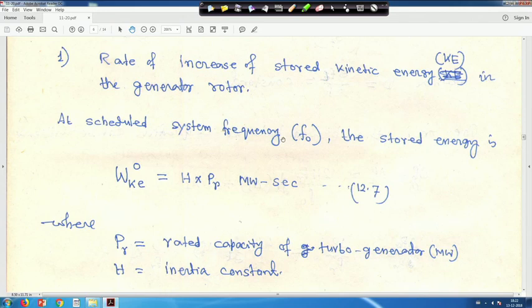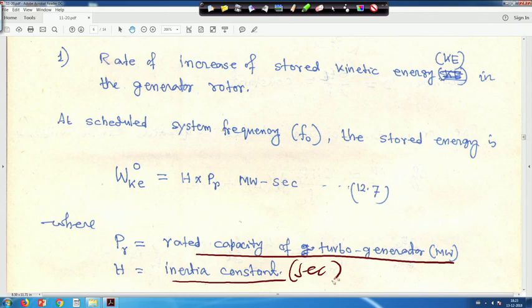At scheduled system frequency, that is F0, the stored energy WK0 will be H into PR megawatt second. This you have studied from transient stability also, because the inertia constant of the machine is H, in seconds, and PR is the rated capacity of the turbo generator system, in megawatt. So, its unit is megawatt second. This is equation 7, where PR is the rated capacity of the turbo generator and H is the inertia constant in seconds. So, the initial stored energy WKE0 is equal to H into PR.